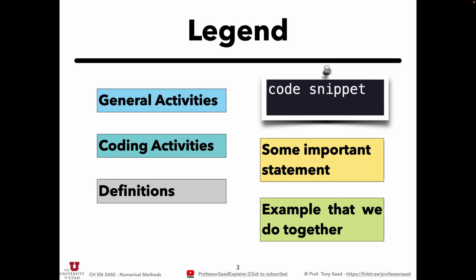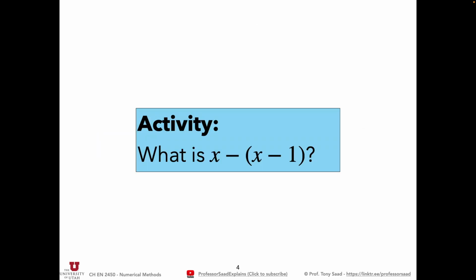Now, you will see in my slides the following colored things. When you see a box in blue, this is a general activity that I might tell you to do in class. When you see this greenish blue box, this is a coding activity that we're going to do together. A definition is in a gray box. A code snippet is in that nice little framed box. An important statement is in a yellow box, and an example that we do together in class is in this bright green.